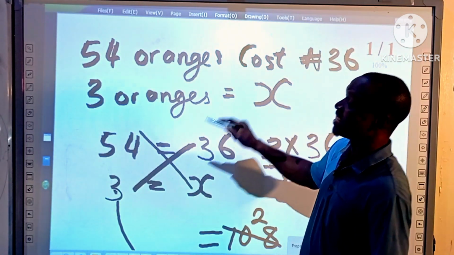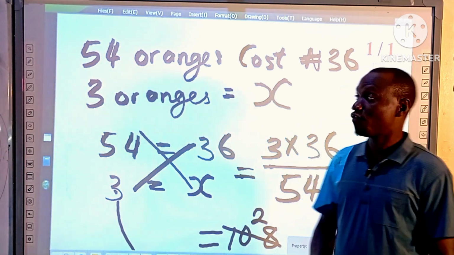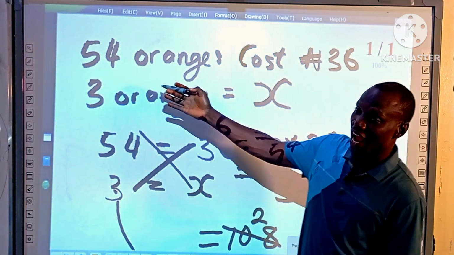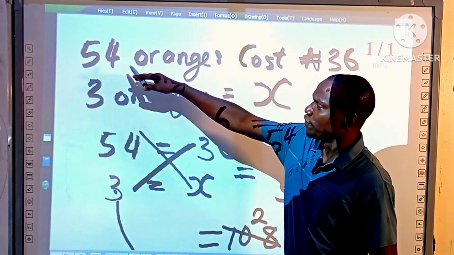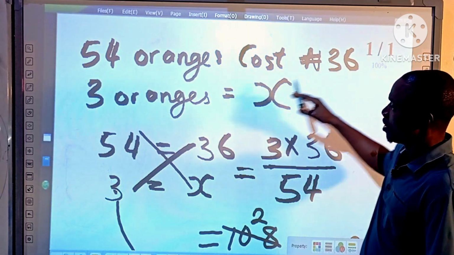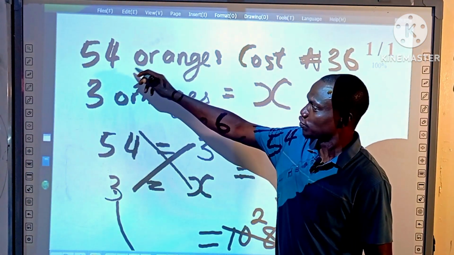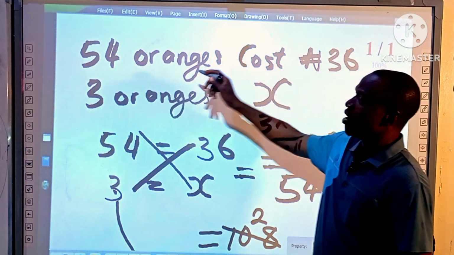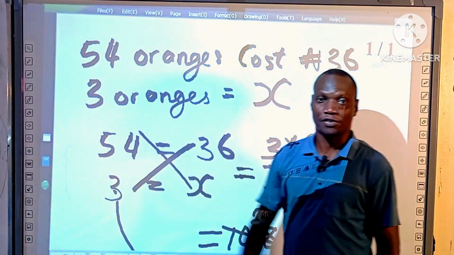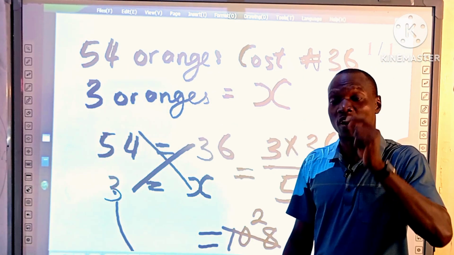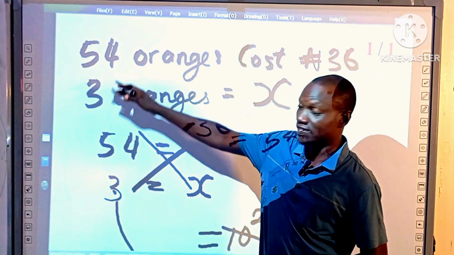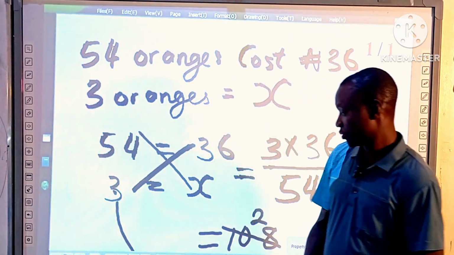Now let's look at something very important today. How do I know if it is direct or inverse proportion? From this question, I simply know that 54 is equal to 36. If this increases, I know the cost of 54 must be more than the cost of 3. So in that case, I know this must decrease. Whenever we have a situation like this, we call it direct proportion. Now let's take question number 2.